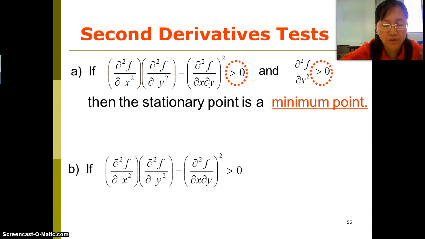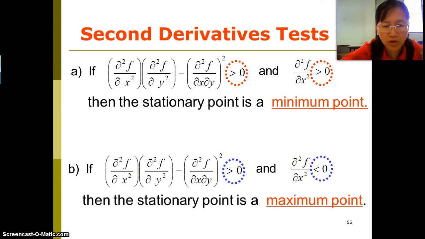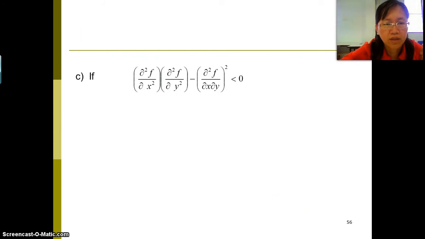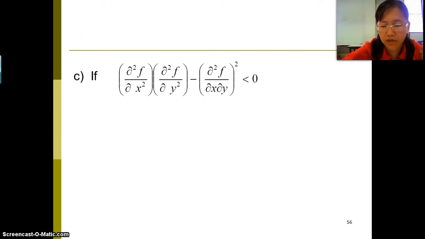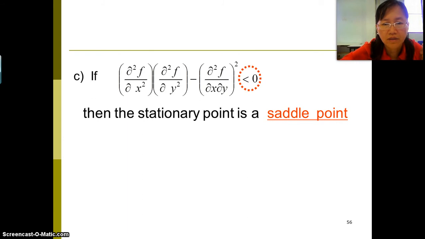Case 2, if the discriminant is positive but the second order partial derivative del square f over del x square is less than 0, meaning negative, we conclude the stationary point is a maximum point. Case 3, if the discriminant is negative, then the stationary point is a saddle point.